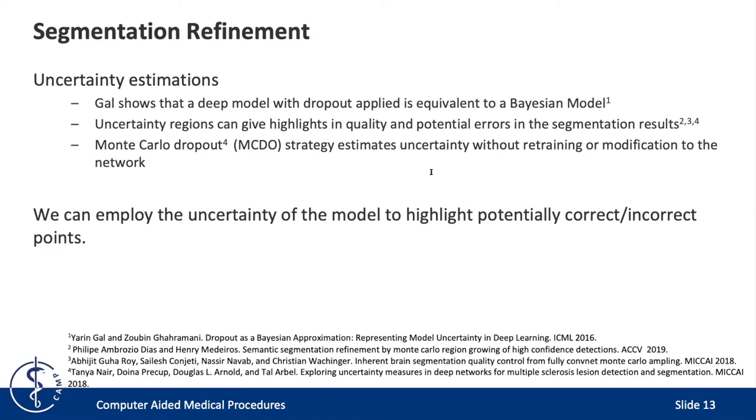We want a method that makes no modifications to the architecture of the network or makes no retraining of the network. So that's a good method to include in the segmentation process. So in conclusion, from this part, we can employ the uncertainty of the model to highlight potentially correct and incorrect points. We can take the uncertainty as a measurement of how good or how sure the network is about the correctness of the predictions.